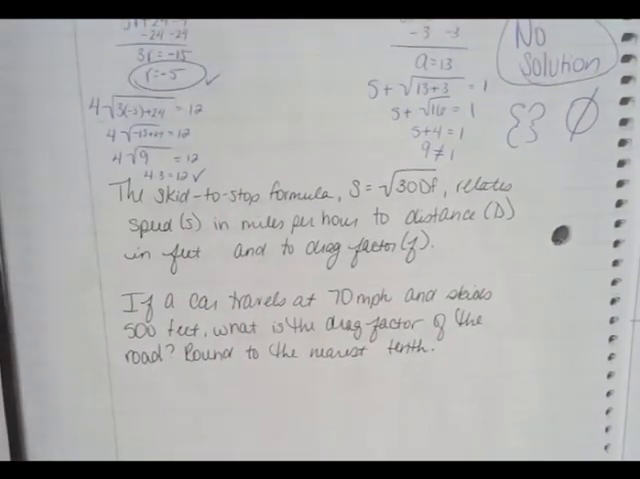Alright, your favorite word problem. The skid to stop formula is, so if the skid to stop formula is S equals, sorry, the square root of 30 times D times F. That relates the speed, so S is speed, in miles per hour to distance, which is the letter D, in feet, and to drag factor, which is F. So this is whenever you're seeing how far you would skid before you stop, if you are trying to burn out.